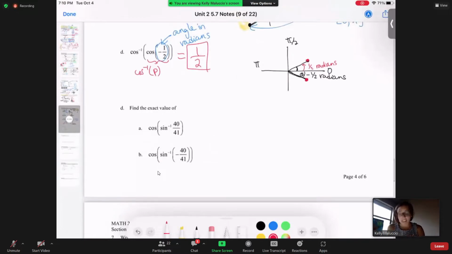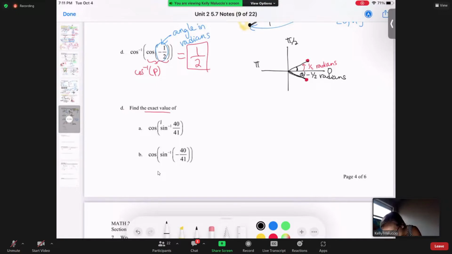Now these ones say find the exact value. So what this means is you could check it in your calculator, but you want to get the exact value. And this is where, granted, actually some calculators will give you the exact value. So again, how lucky are you guys, right?